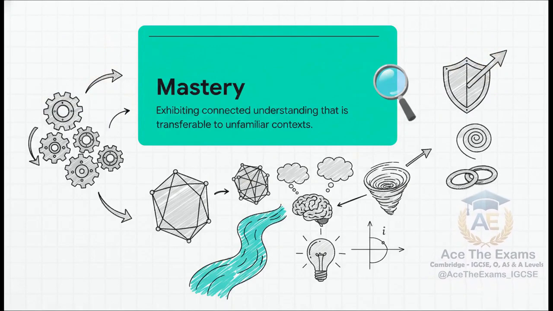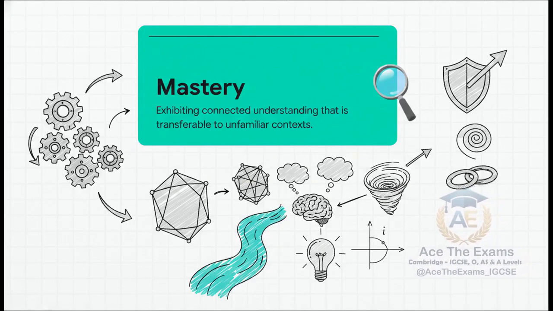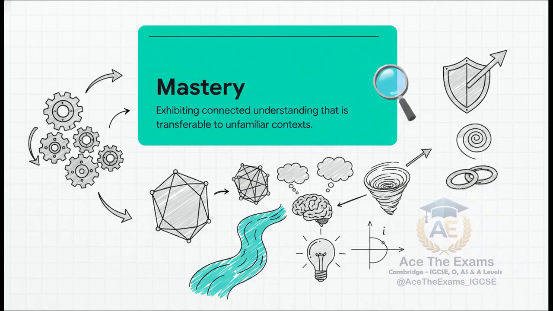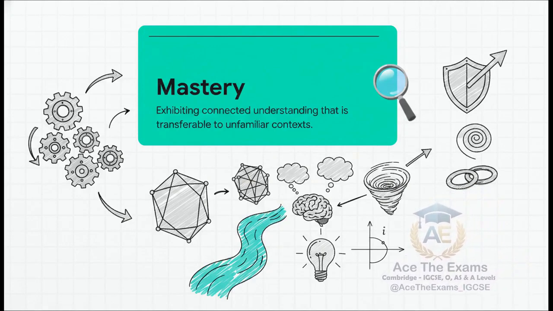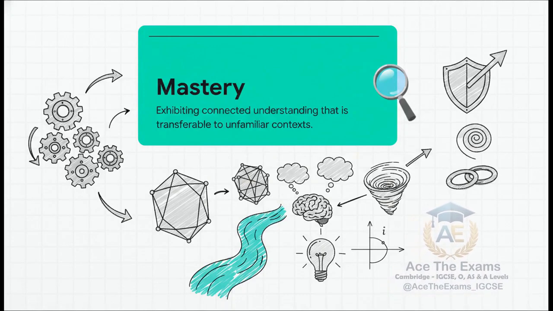So we need an antidote to this anxiety. That antidote is the attainment of true mastery. Mastery is not merely memorizing that i squared equals -1. As our source material beautifully defines it, mastery is exhibiting a connected, conceptual understanding that is easily transferable to completely unfamiliar mathematical contexts. Top-performing students do not rely on fragile, rote memorization.